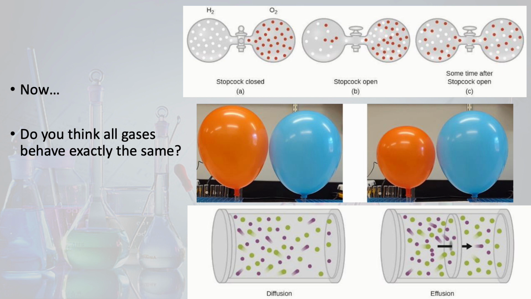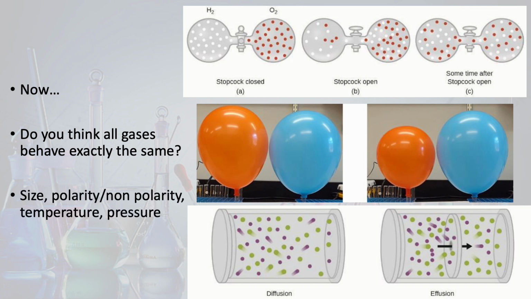And then one last cartoon here, right? Diffusion would be essentially the equal movement of all gases within a container. But in this container, if we place a divider in the center, and this divider has a hole small relative to one of our gases, the smaller gas will effuse through that hole much faster than the larger gas. So these are two visual representations of how not all gases behave exactly the same, right?